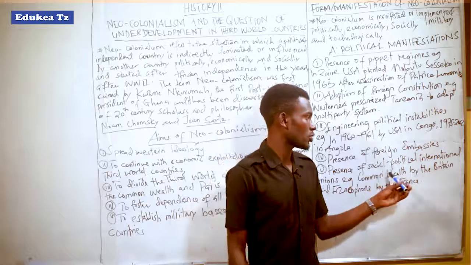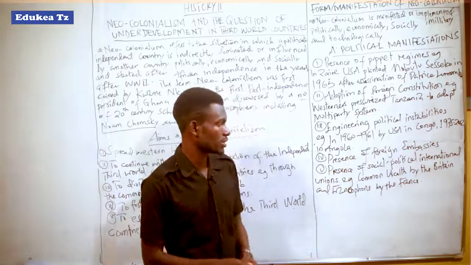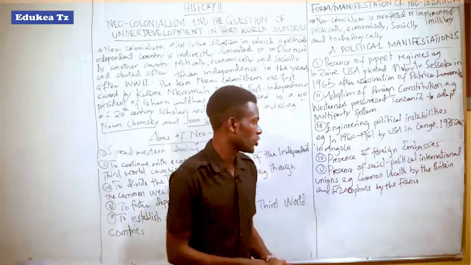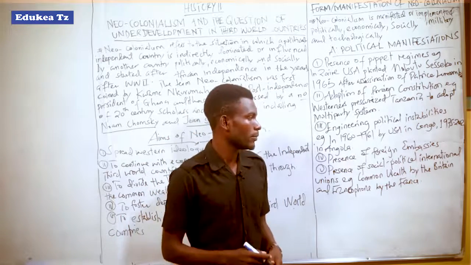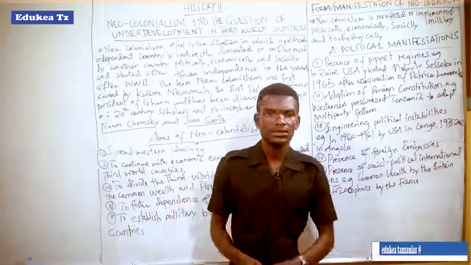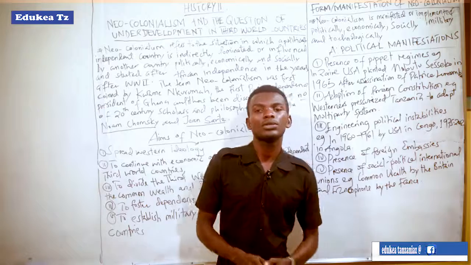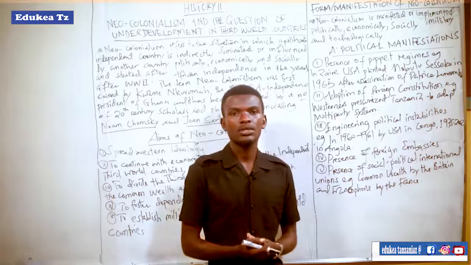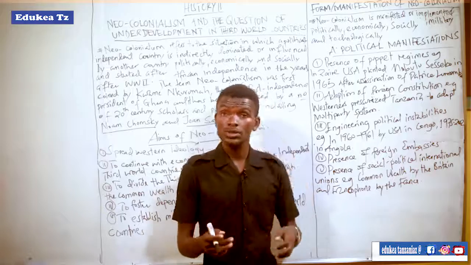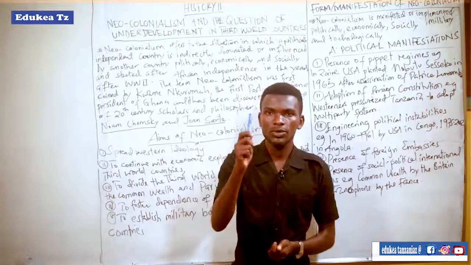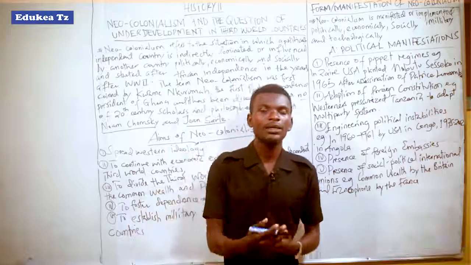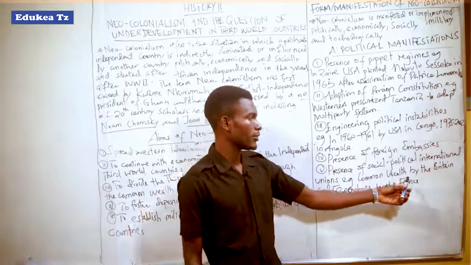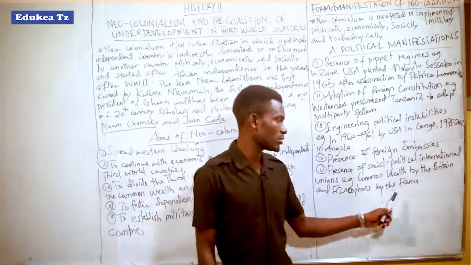Another is the presence of social political international unions. For example, the Commonwealth by Britain and the Francophone by the French. It means the establishment of social political unions which aim to bring together all those colonies which were under a single colonial master, so that they can be easily dominated without knowing. So you can see the Commonwealth by Britain and the Francophone by the French.